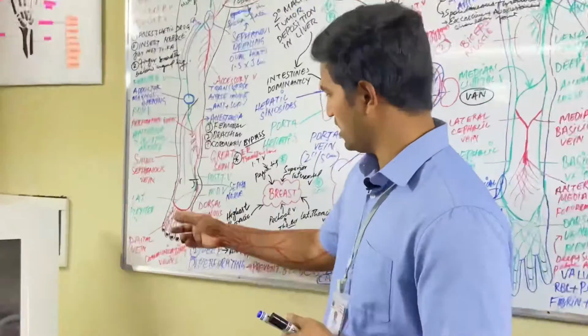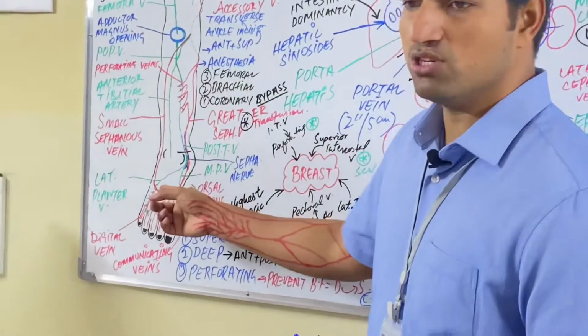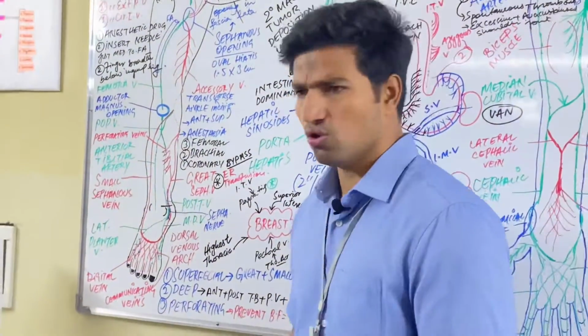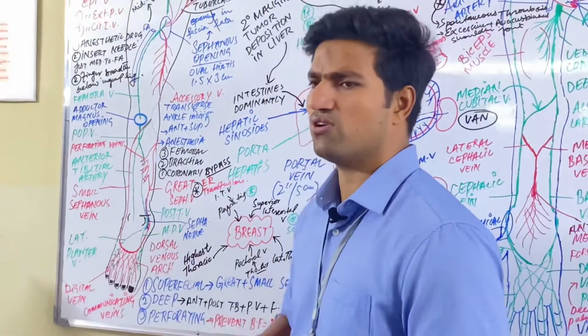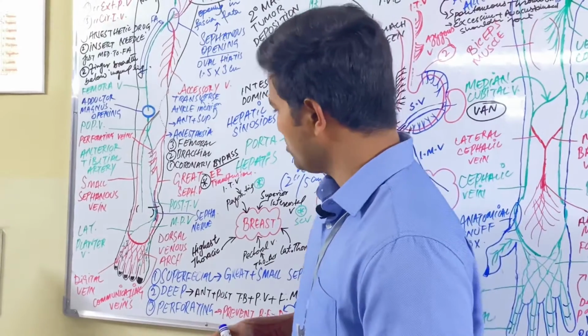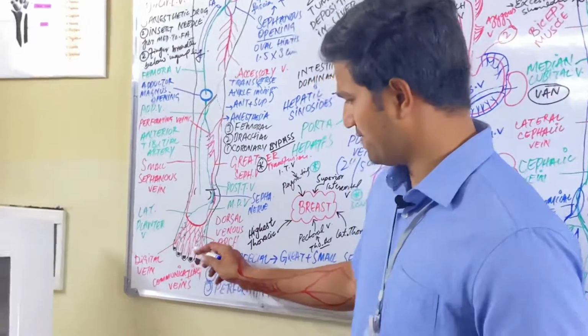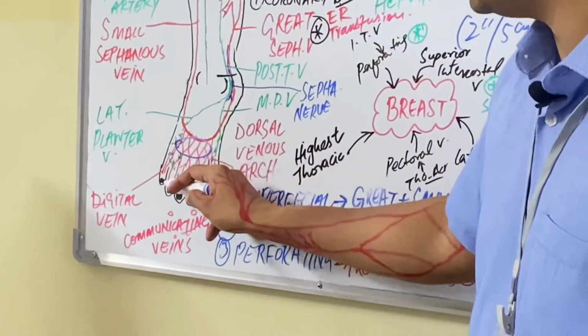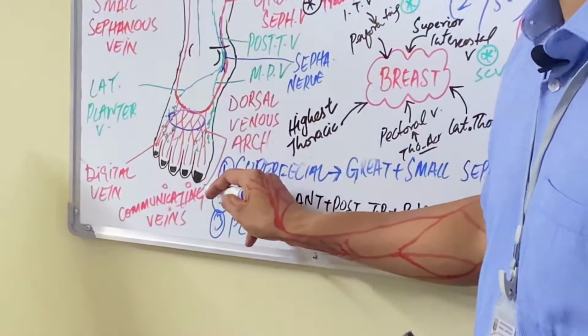Okay, look here. The green color we used over here is for the venous drainage from the posterior side or sole of the foot, and the red color we used for the venous drainage from the dorsum of the foot. If we talk about the dorsum of the foot, there are digital veins and we have communicating veins. Digital veins join together to make communicating veins.